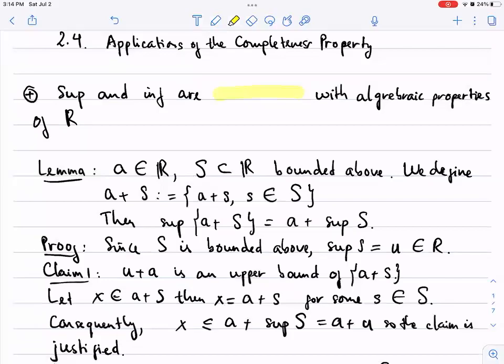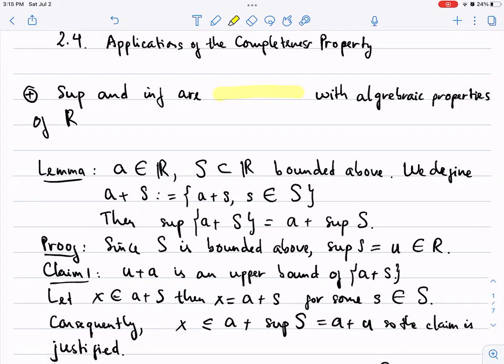Hello everyone. In the previous lecture, we already discussed the completeness property, which is very important. It is essentially the property that separates the set of real numbers from the set of rational numbers. And the completeness property is based on the notion of the supremum and infimum of a set. Today, we're going to discuss several applications of the completeness property.